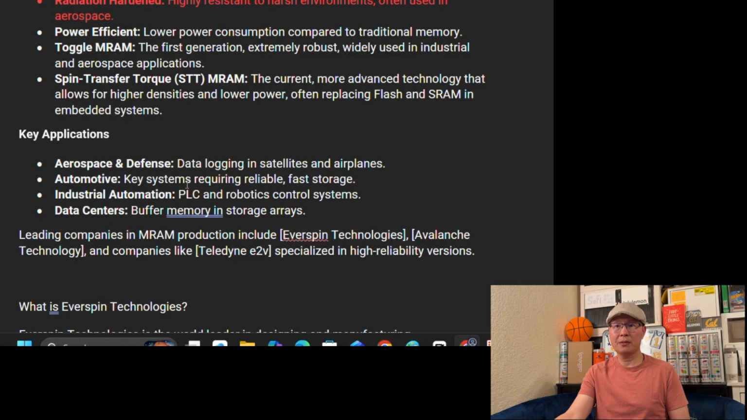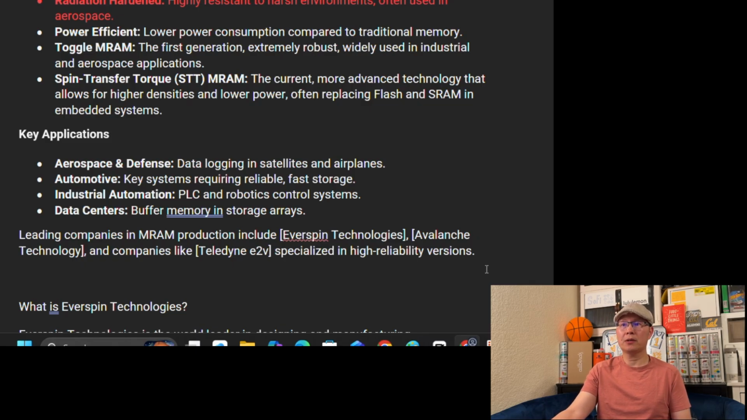Industrial automation, PLCs, and robotics control systems. We talk about it too. Data centers, buffer memories in storage arrays. Wow. All of the above, people. Wow. A, B, C, D. All of the above. Check. Leading companies in MRAM include Everspin Technologies, Avalanche Technologies, and companies like Teledyne e2v, specialized in high reliability versions. All these three companies, I think they are all publicly traded in the United States, on some of the markets.